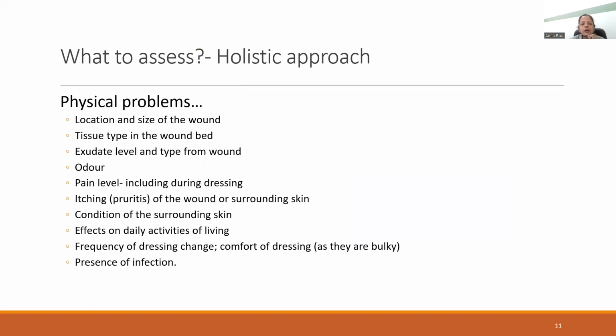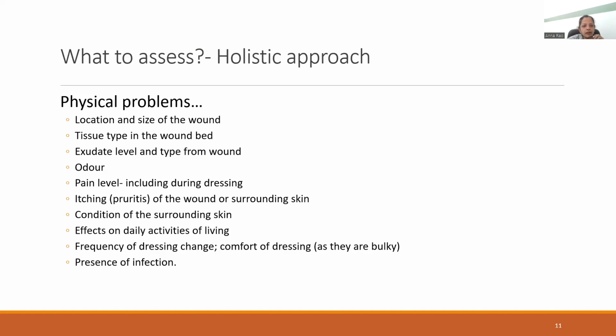So you have listed quite a few problems under all four headings. Good. So, physical problems: as you said, the location. It is on the cheek, so it is very much obvious, and of course the size of the wound will matter. What are the types of tissues involved in the wound? We need to see that. What is the exudate level? What type of exudate is coming out of the wound? What is the amount of odor?